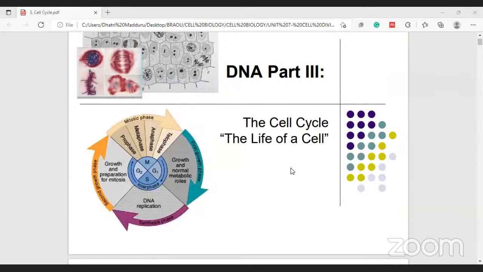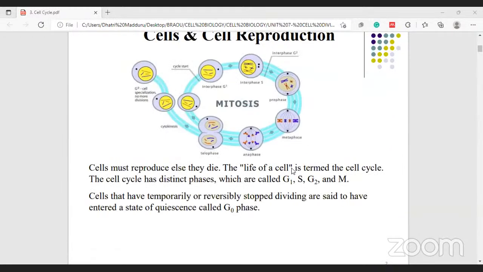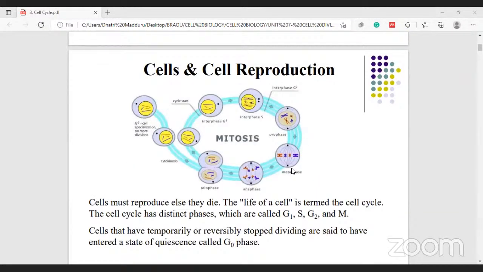So this is the cell cycle. It is the life of a cell. What is the cell cycle? Because it is a cyclic process, we call it the cell cycle. It is nothing but cell division: how a cell divides into two. It follows some steps to divide. We can call this cell cycle, cell reproduction, or cell division. Cells must reproduce before they die, and the life of a cell is called the cell cycle.